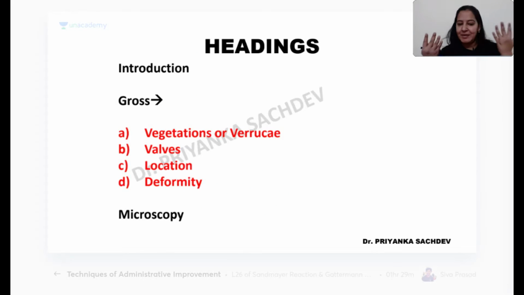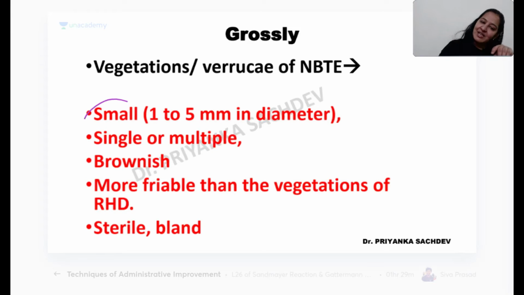So vegetations we will describe under those 4 headings only. We will describe the gross, then walls, then location, then deformity. So what is the gross here? Again vegetations are small. In the first one they were small, in the second they were medium, in the third they are small again. They can be single, they can be multiple. In the rest of the two, they were always multiple. Here it can be single also, multiple also.